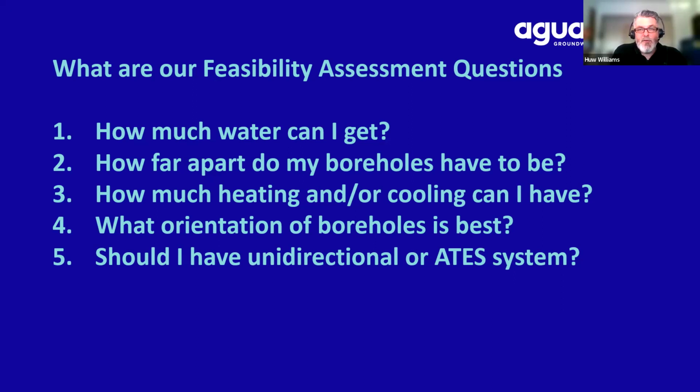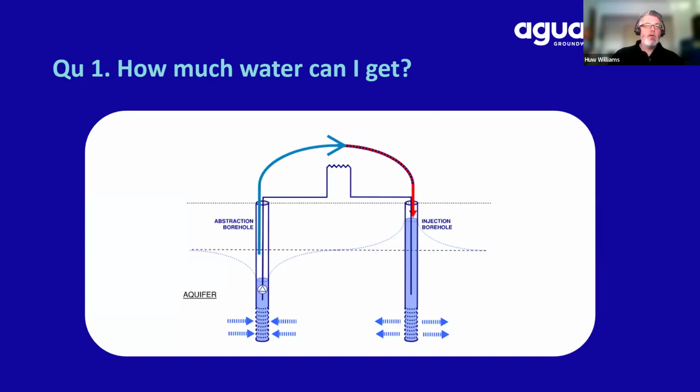Is often the question. What orientation should my boreholes be? That's orientation typically against the regional groundwater flow direction. And then increasingly asked is, should I have a unidirectional or an aquifer thermal energy storage system? So I'll answer these at varying speeds and rates and complexities one by one. But first question being, how much water can I get?